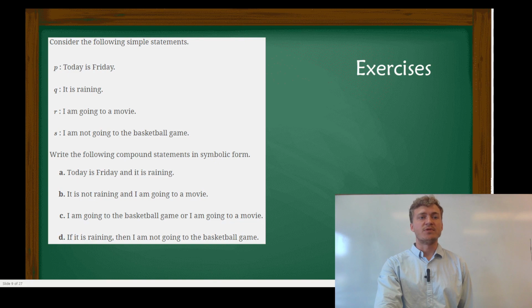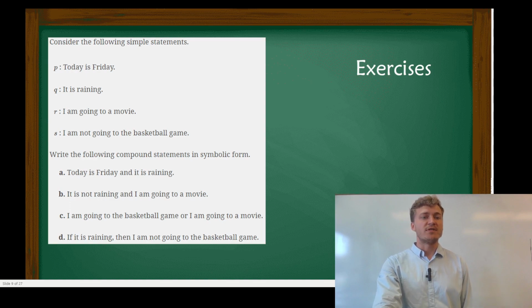Consider the following simple statements. Write the following compound statements in symbolic form. We're looking at four statements: P, Q, R, and S. P states today is Friday. Q states it is raining. R states I am going to a movie. S states I am not going to the basketball game. Already thinking about S, it added the "not" in there. If S is "I am not going," then tilde S, or "not S," means I am going. Just something to consider, right? If P is "today is Friday," then not P is "today is not Friday."